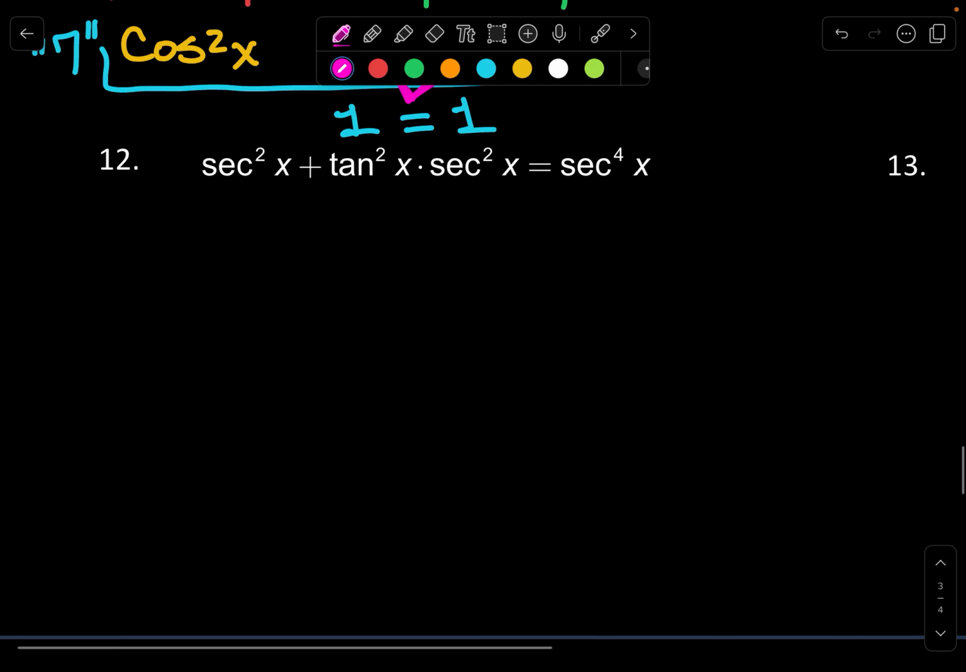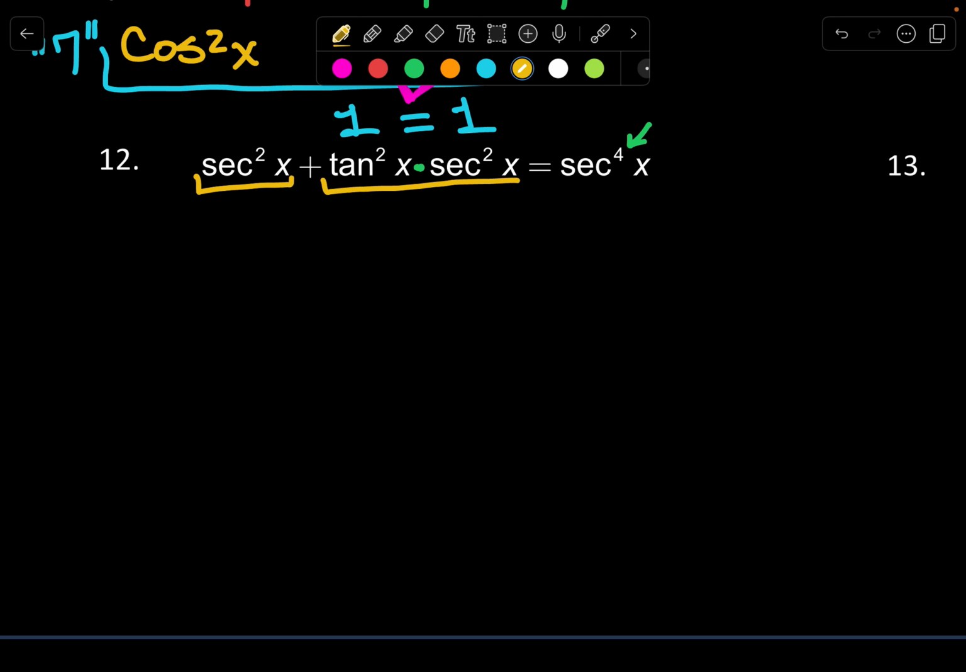Two left. All right, these get a little bit tougher. We've got secant squared x plus tangent squared x times secant squared x equals secant to the fourth x. So the first thing I don't like is that 4. And I noticed that every value in here, there's kind of 3 main values in here, all of them I could at least take a secant squared x out of. I could divide it out or factor it out. So I'm going to take that from all of them.